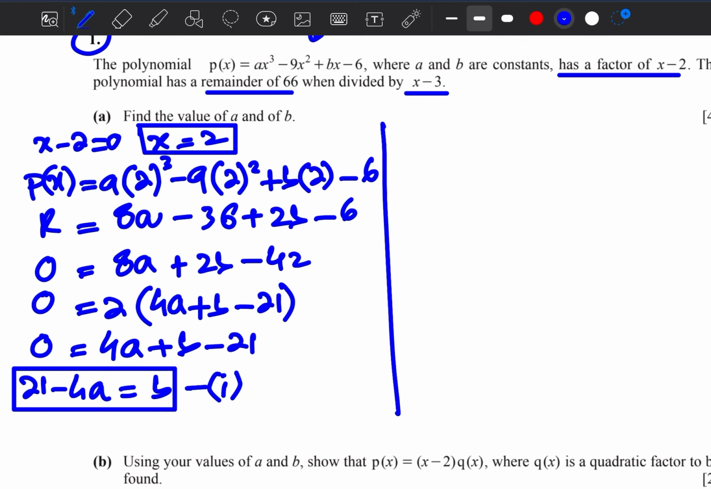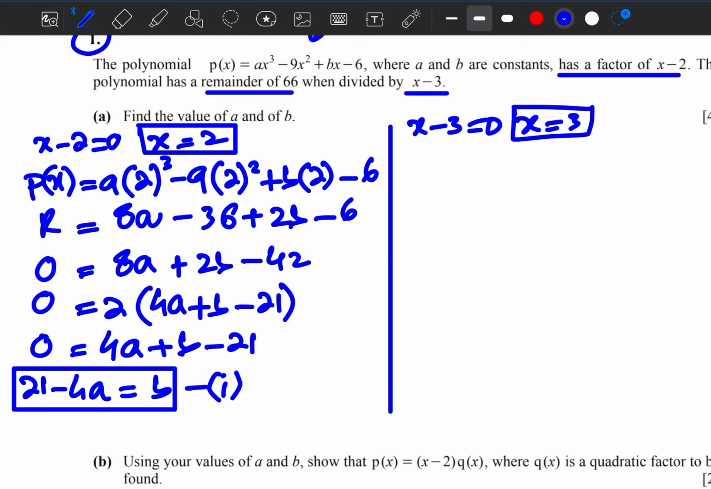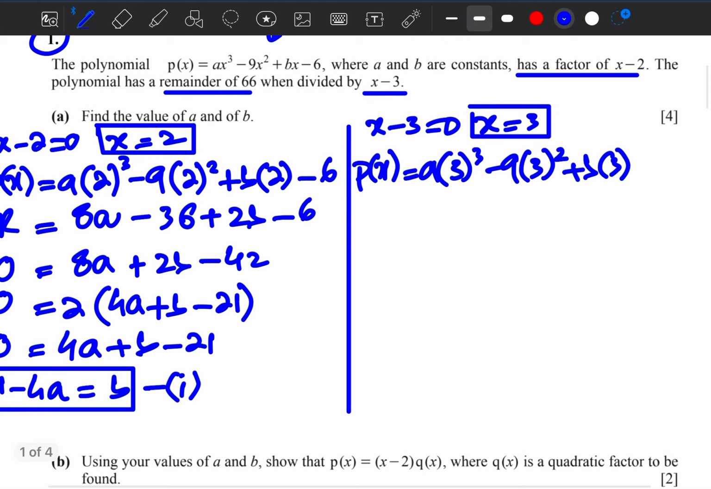Now for the second equation, I'm going to use the second hint. When it says divided by x minus 3, x minus 3 is the divisor. I'm going to equate the divisor with 0 and get the value of x. I'm going to put this x value in the polynomial, that is a into 3 cubed minus 9 into 3 squared plus b into 3 minus 6. When I put the value of x equal to 3, I'm going to have the remainder. This is what the remainder factor theorem says.